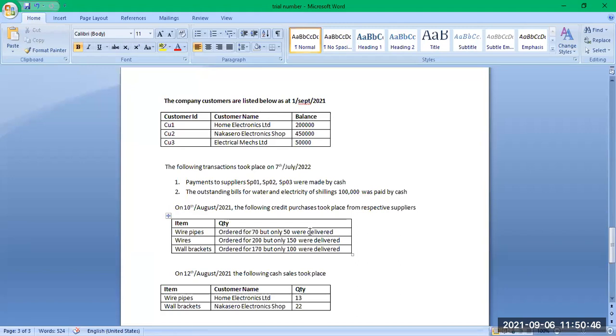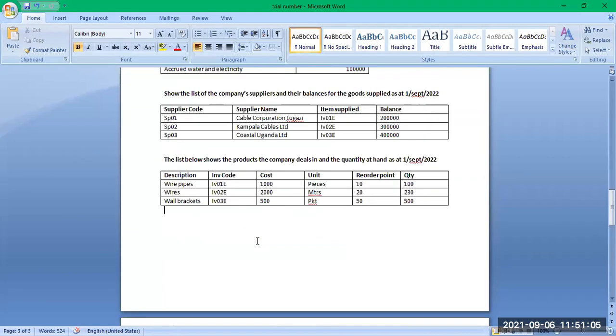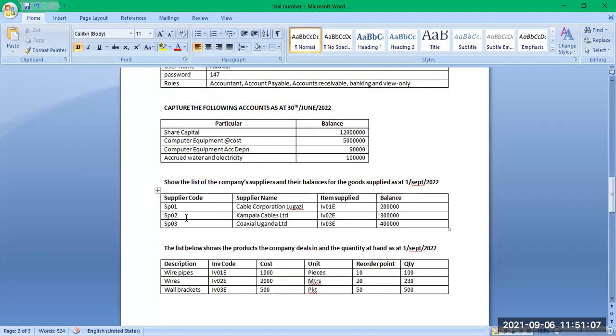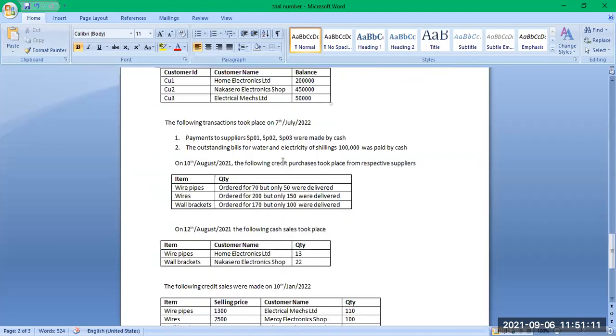Payment to suppliers SP01, who is that? SP02 and SP03 were made by cash. So, which accounts are going to be affected here? Who is SP01, SP03, and we are going to pay our suppliers, because they said that payments to suppliers, and they gave us the codes, were made by cash.